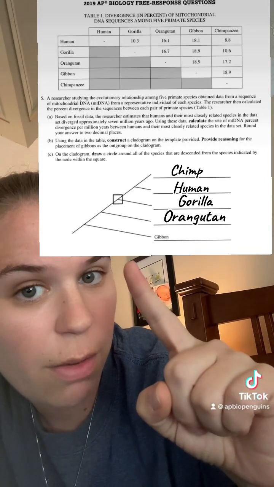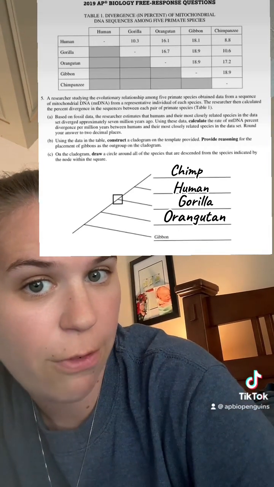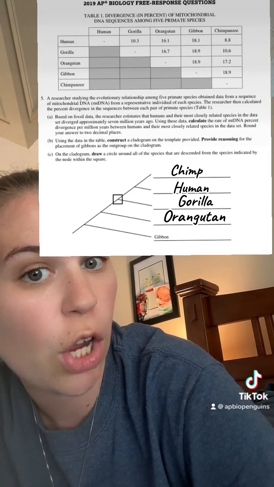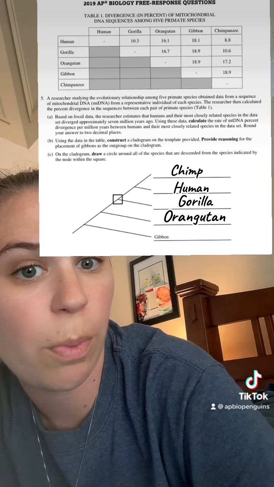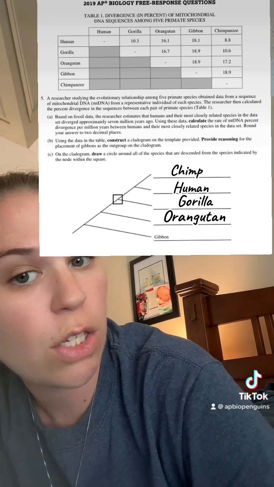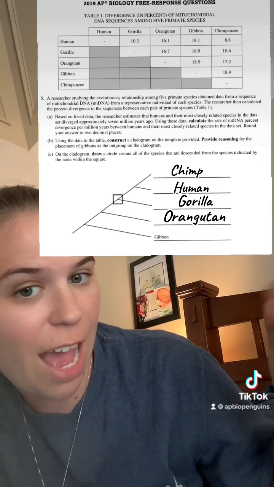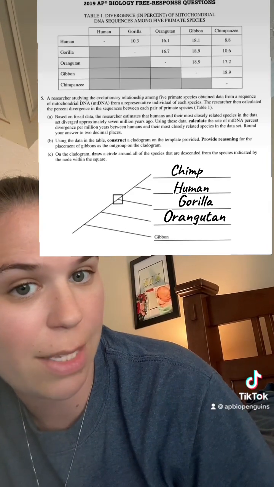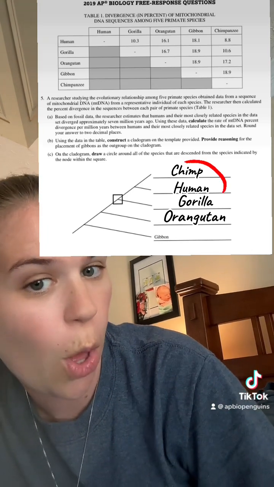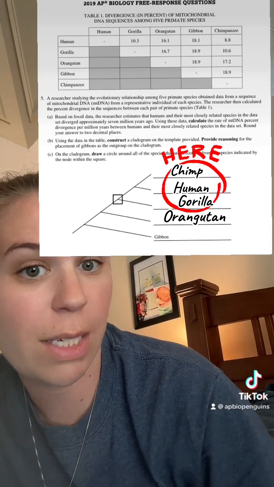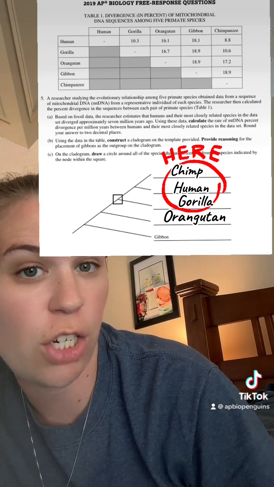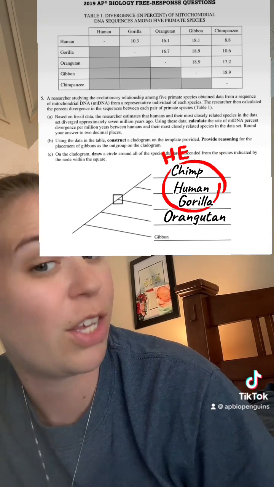There's a box on the cladogram, and it's saying for C on the cladogram, draw a quick circle around the species that would be descendant from that species. As I said before, it's like driving down a road, okay? Where that branch point is, everything after that is related to that common ancestor. So those top three organisms would all be descended from that species. That would have been the chimpanzee, the gorilla, and the human.